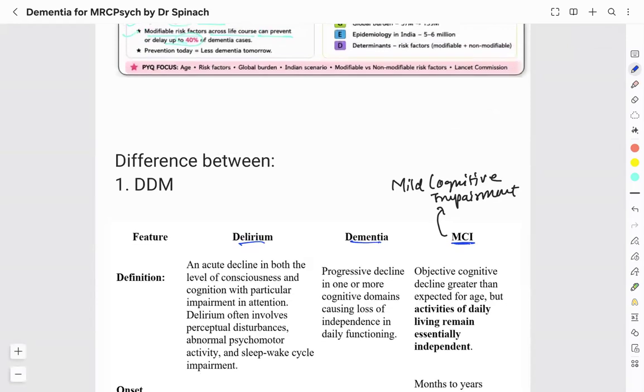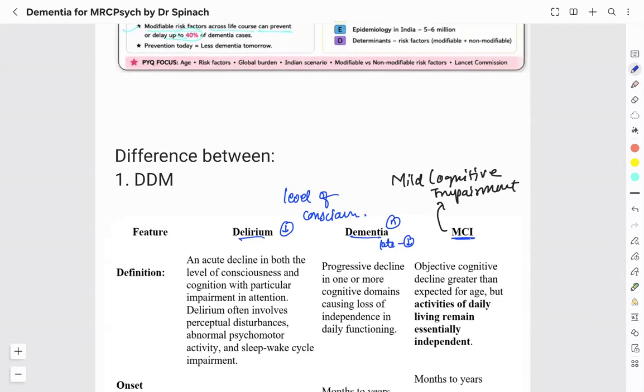Right. The first thing I'm thinking about is the level of consciousness changes in delirium, and the onset as well. Delirium is more acute, whereas dementia is less acute, more gradual in onset. What else? The disorientation, the changes in the level of consciousness. Reversibility of the conditions as well. Delirium is a reversible condition, whereas dementia is usually not. Except for the reversible causes of dementia. Yeah, except for the reversible causes.